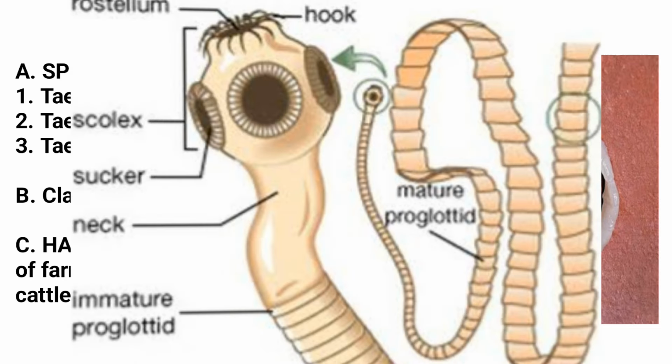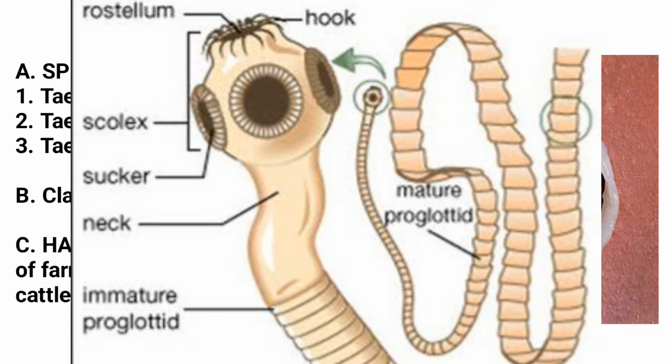The head of the tapeworm is known as the scolex, and the scolex has three principal things, which are the rostellum, you have the sucker, and then you have the hook. The rostellum and hook help to provide attachment to the wall of the intestine. Then the sucker helps to suck up nutrients from the host for its survival.